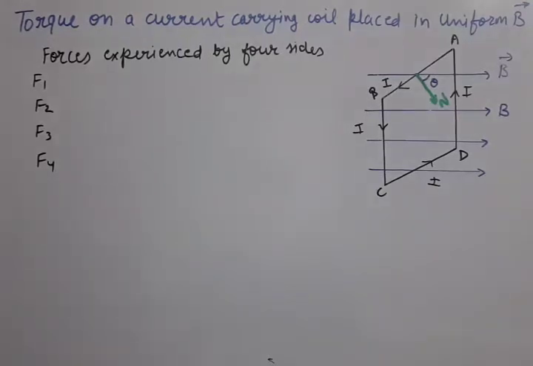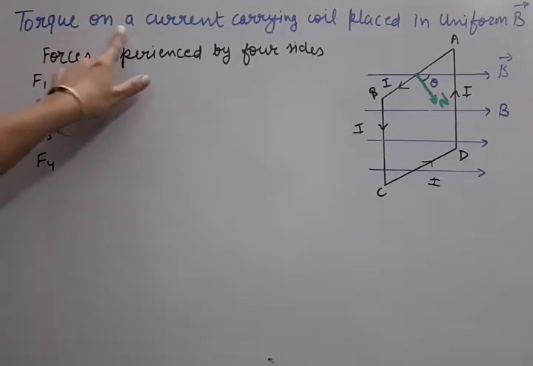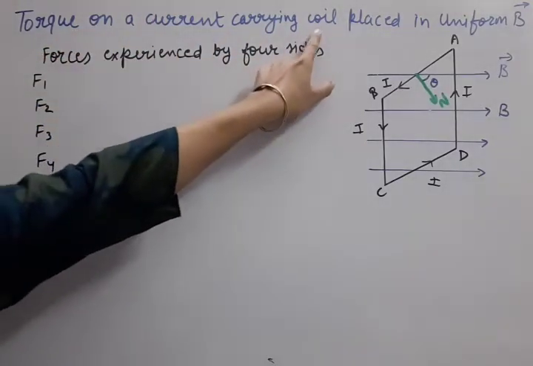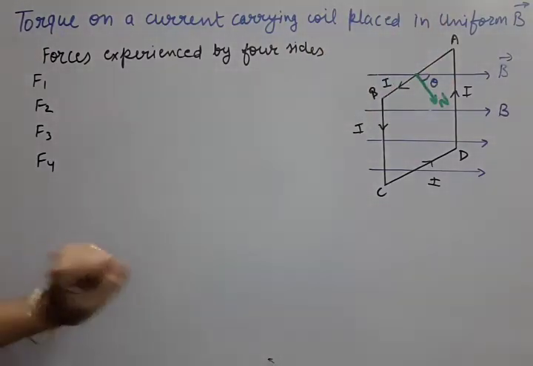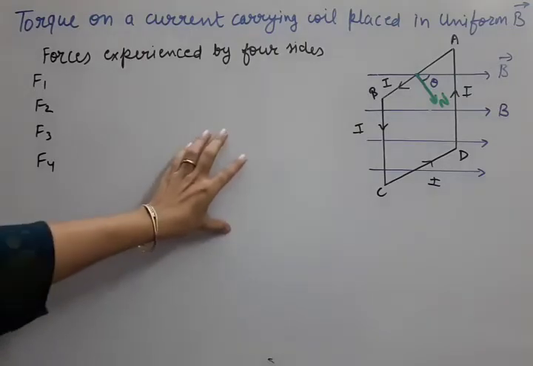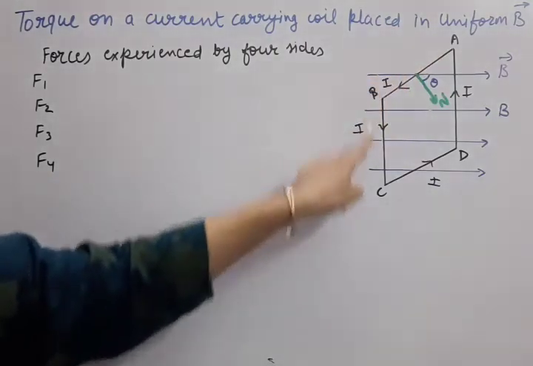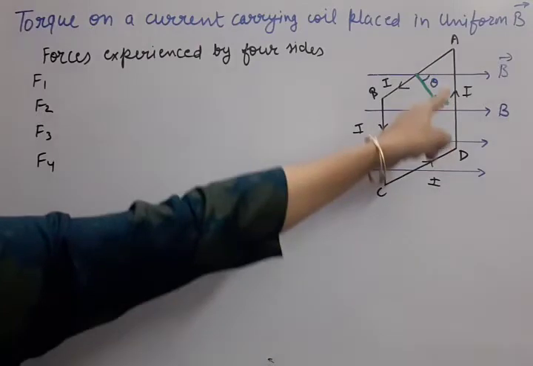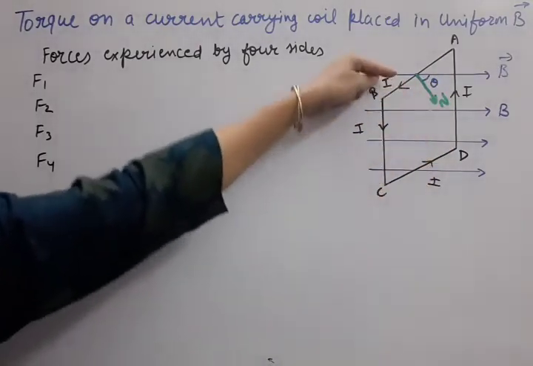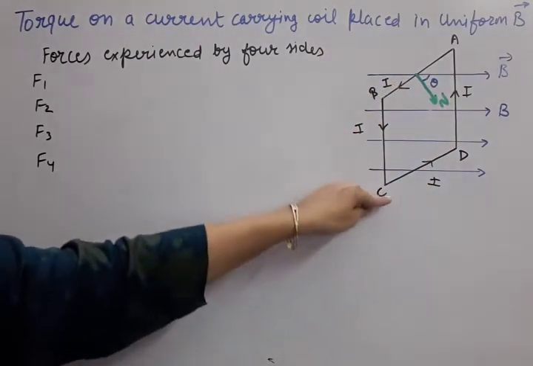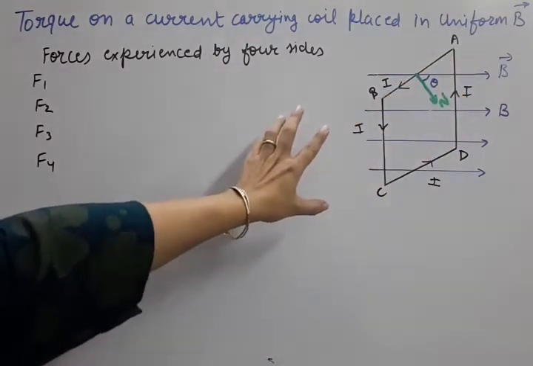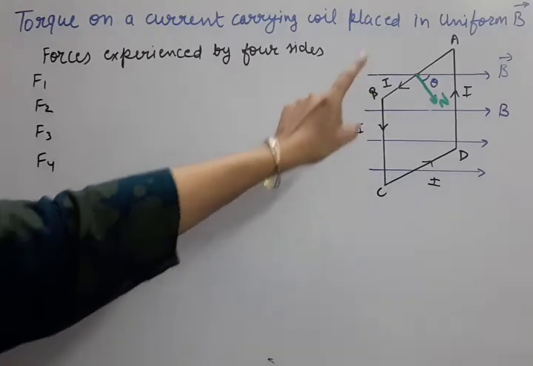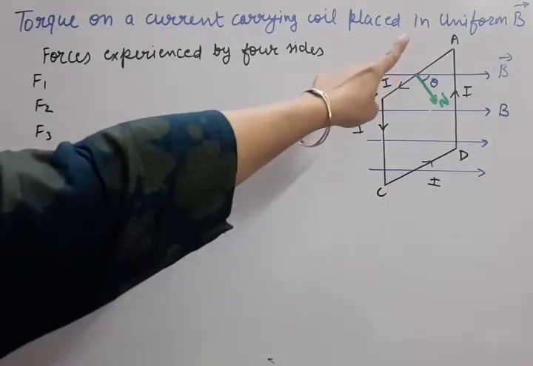Hello students, we are going to understand today the torque on a current carrying coil when it is placed in a uniform magnetic field B. What inputs do we have to take? First of all, we have to take a coil in which a current should flow. You can see that a current is flowing from A, B, C, D, A back. Here we have taken initially the rectangular coil. After that we have to take the uniform magnetic field B also.